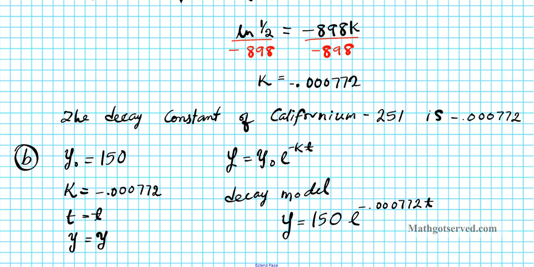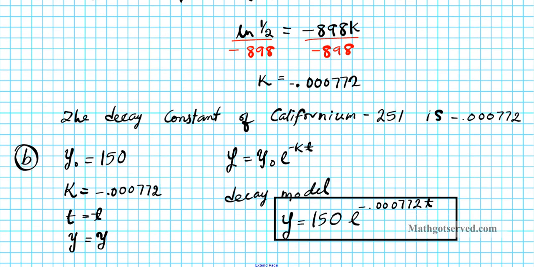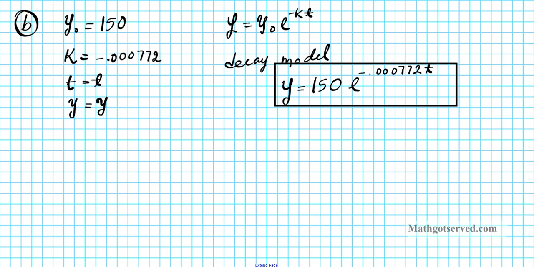Okay, so what we're asked to do now is use this model to find the amount left after 100 years. So all we are doing here is calculating the final amount when t is equal to 100. So for c, y is going to be 150 e to the negative 0.000772 times 100. We just simply plug this into a calculator to figure out the amount.